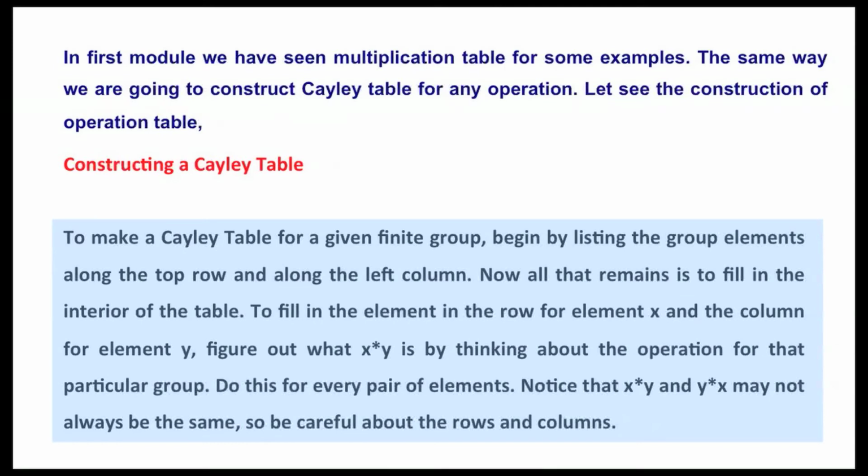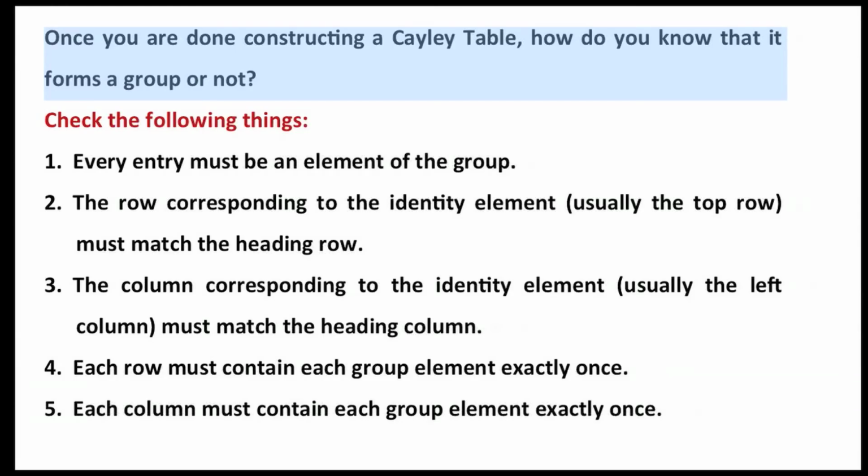To fill in the element in the row for element x and the column for element y, figure out what x into y is by thinking about the operation for that particular group. Do this for every pair of elements. Notice that x into y and y into x may not always be the same, so be careful about the rows and columns. Once you are done constructing a Cayley table, how do you know whether it forms a group or not? Check the following things.